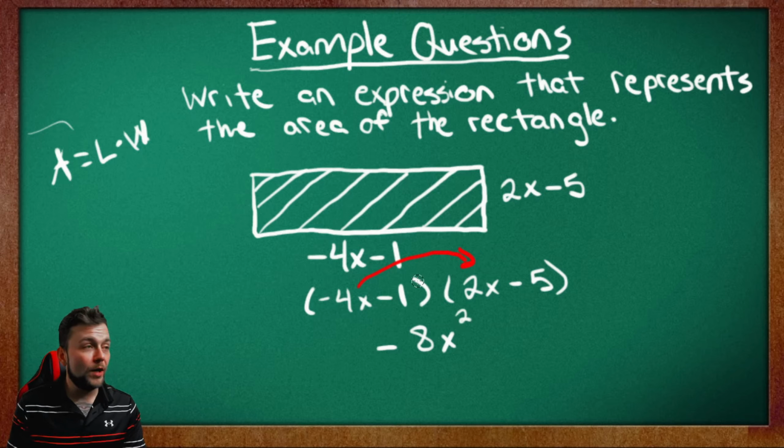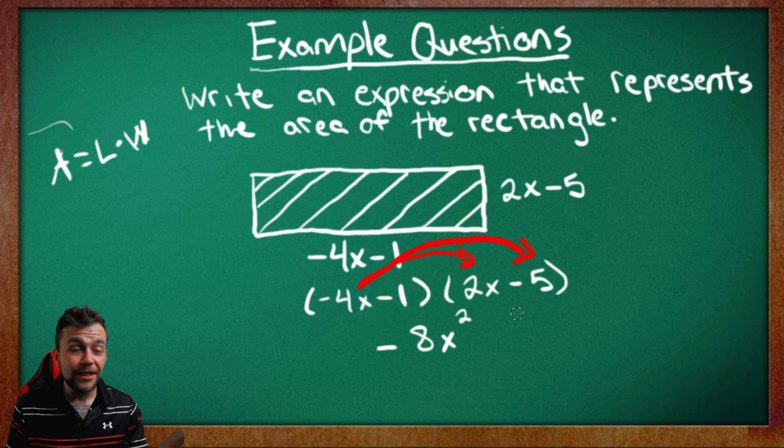Then we move on to our outside terms, FOIL, F-O-I-L, your outside terms. So you multiply the negative 4x times the negative 5. What is a negative 4x times negative 5? Don't forget negative signs.